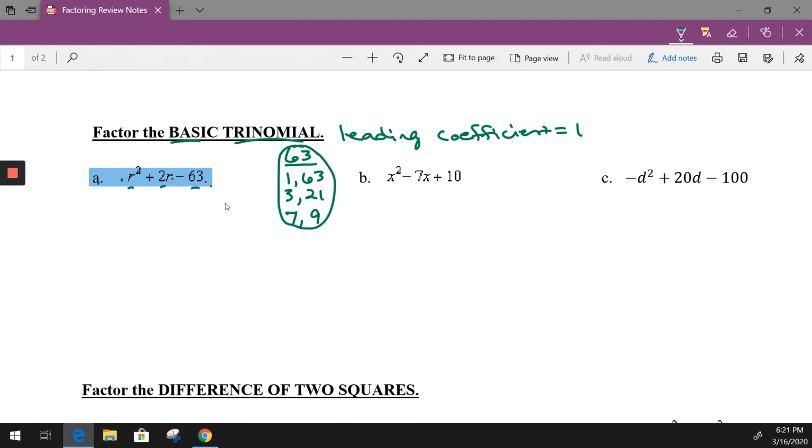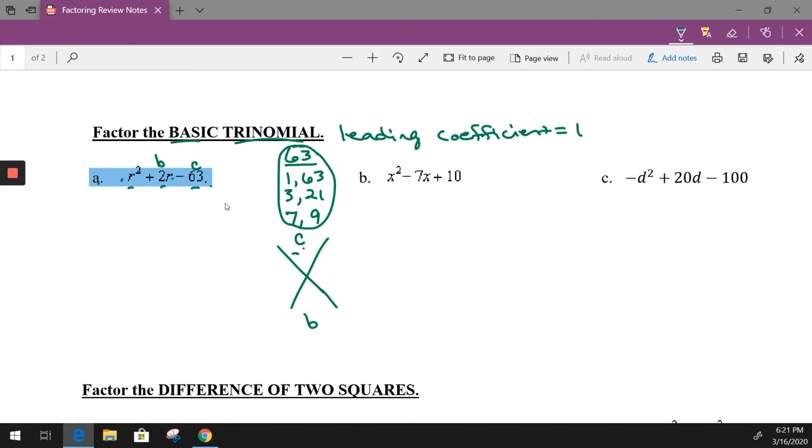So next we want to figure out what 2 numbers multiply. And some of you have learned this X thing here, where you put your C up here and your B value down there. So C is the 63, B is the 2.